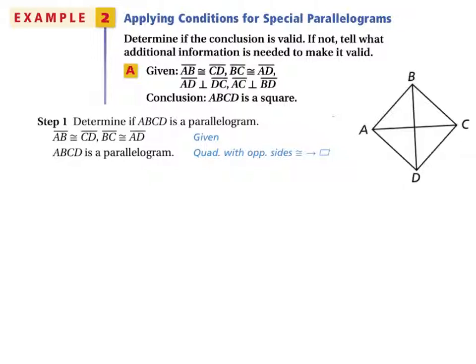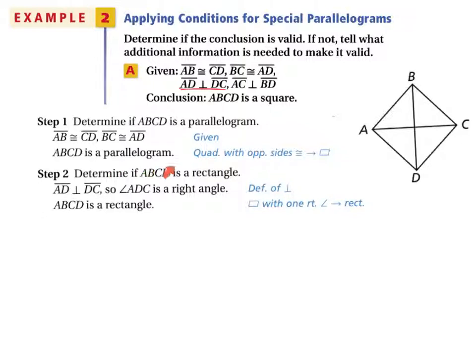Step 2, since we want to prove it's a square, we have to prove that it's a rectangle. Well, we know AD is perpendicular to DC and AC is perpendicular to BD. Because of this statement here, segments AD and DC are perpendicular, that leads us to step 2. Since we know that segments AD and DC form a right angle, then we know that ABCD is a rectangle. So because of the definition of perpendicular, we know it's a right angle, and because the parallelogram has one right angle, it's a rectangle.